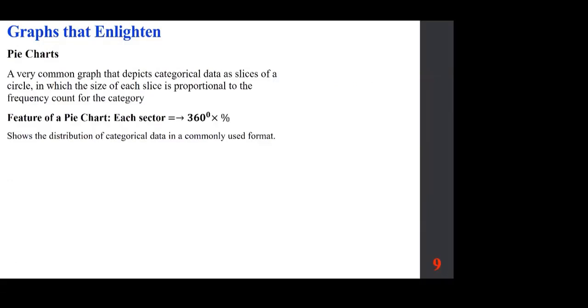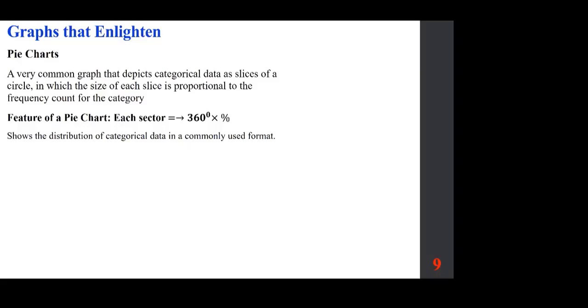Obviously. The good old pie chart, everybody knows what that is. We've been dealing with that from, I think, elementary school. I hope everybody is comfortable with that. It's a very common graph that gives us categorical data as slices of a circle in which the size of each slice is proportional to the frequency count for the category. So how do we come up with this slice? It is 360 degrees times the percentage that you need to come up with. That gives you the angle that you need for the wedge.